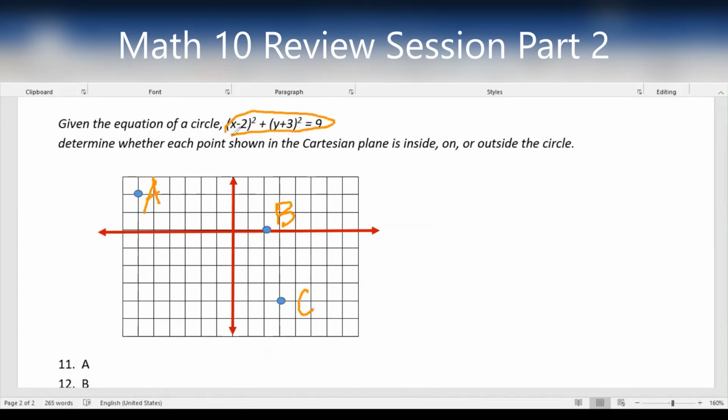Ito yung equation of the circle. So, we have to draw the circle. So, looking at the equation, ang center ni circle ay 2, -3. Ang radius niya is 3. So there are two ways to solve this. One is you graph the circle, draw the circle in your scratch, or you do the rule that you have to replace your x and y with the point. Pero mas matagal yun kasi isa-isa nyo pang kukuhain yung points. So you better draw.